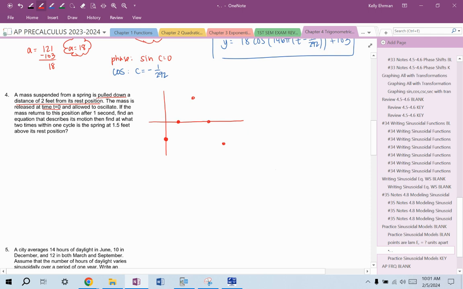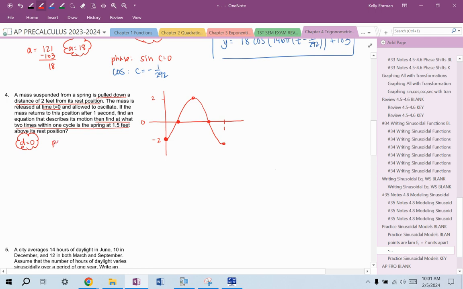If the mass returns to this position after 1 second, find the equation that describes its motion, and then find at what 2 times within 1 cycle is the spring at 1.5 feet above its rest position. So let's say rest is 0 because they didn't give us a height above the ground or anything. That means that this is -2 and the max is 2. So we have a little cosine looking curve here. So the midline is 0.